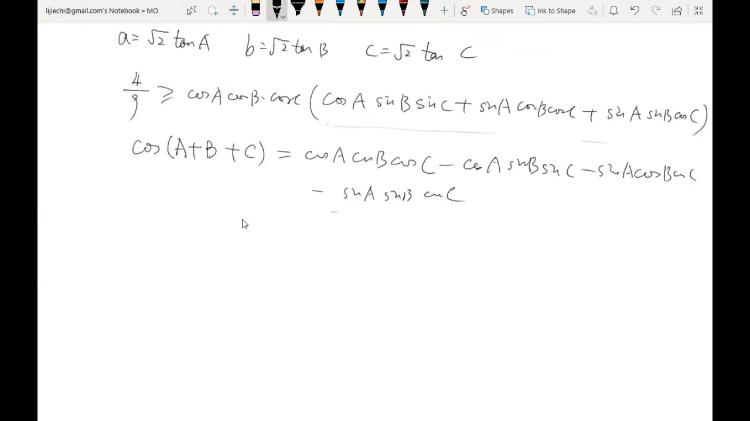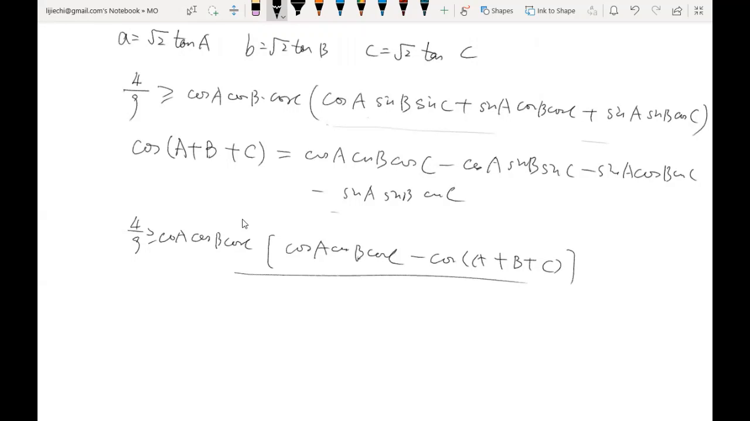That's equivalent to showing this: 9 times cosine A cosine B cosine C is greater than or equal to cosine A cosine B cosine C minus cosine(A plus B plus C). And this inequality, probably some of you should have done before. A simple technique, kind of like fudging. So you have three, you try to show this, it's deviated from those all being equal.